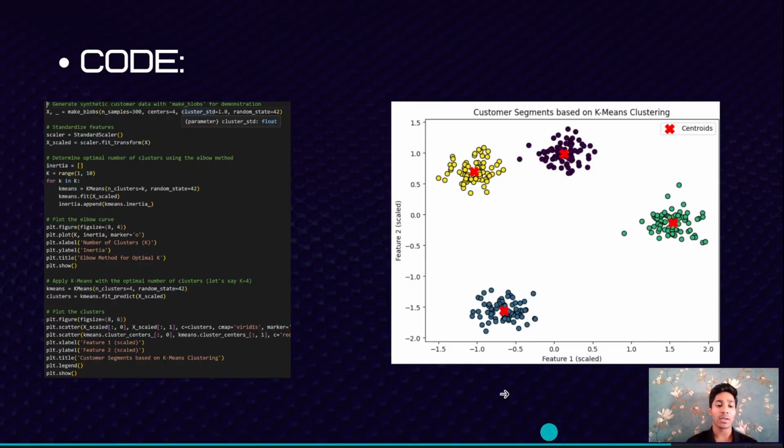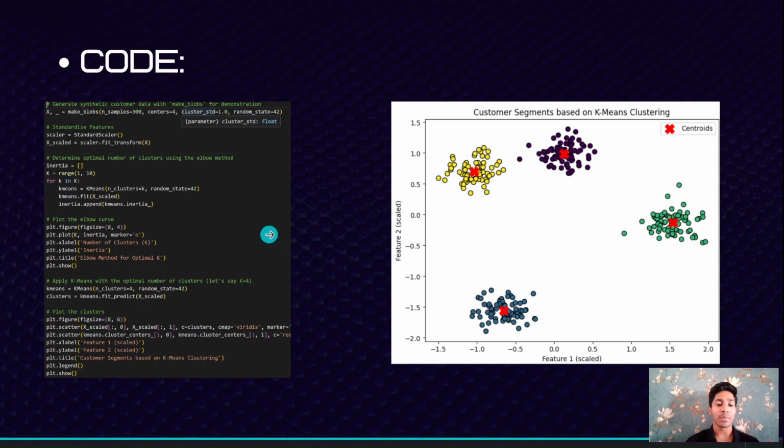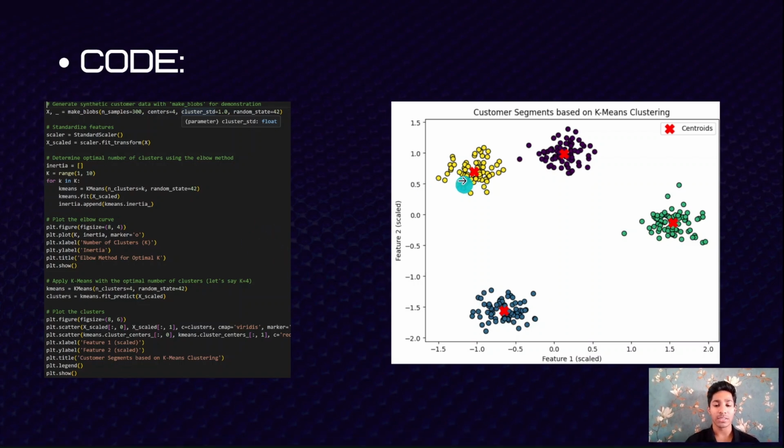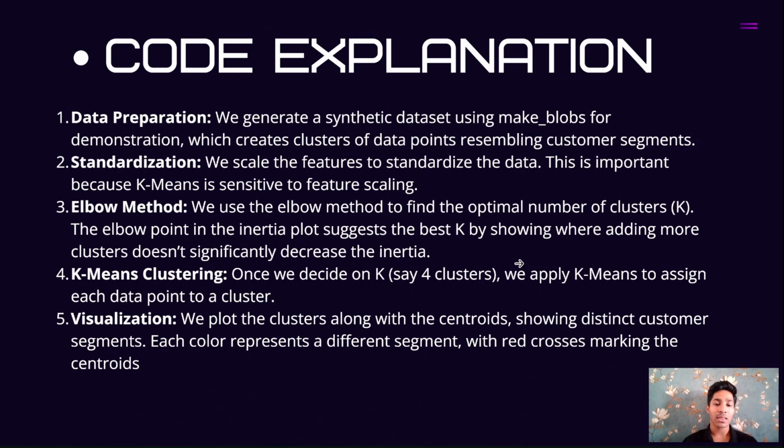And here is the code regarding clustering and k-means clustering. And this is the output of the code. In this, various clusters are formed, as you can see. And then we have the explanation for the code. In the code, first we have data preparation. In data preparation, we generate a synthetic data set using make_blobs for demonstration, which creates clusters of data points resembling customer segments.